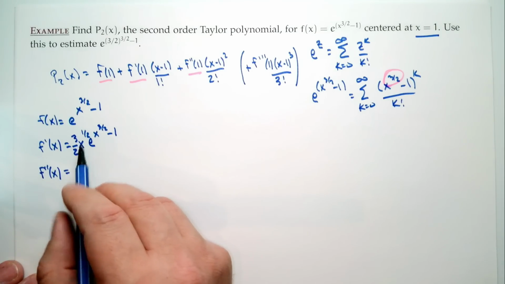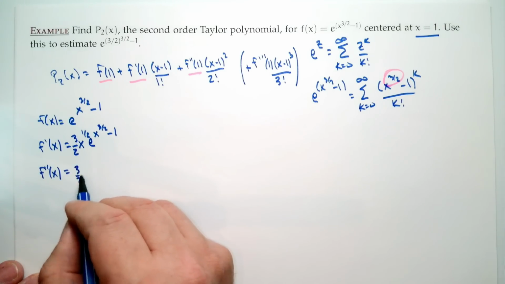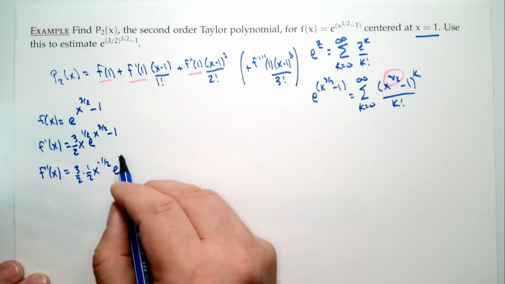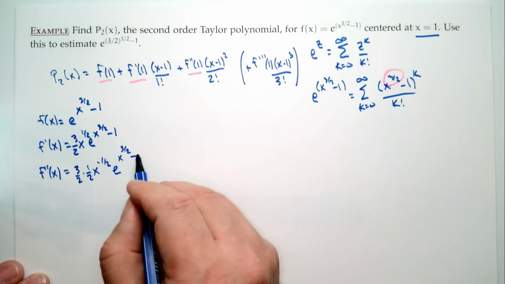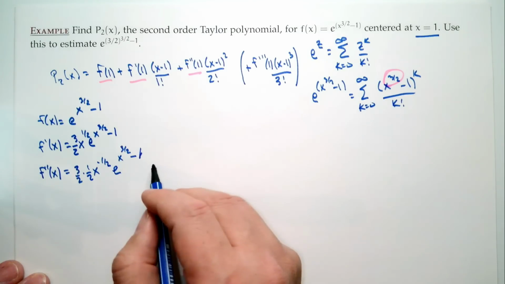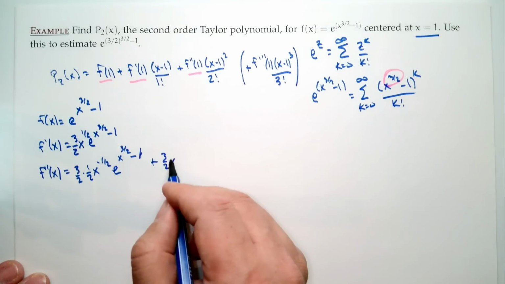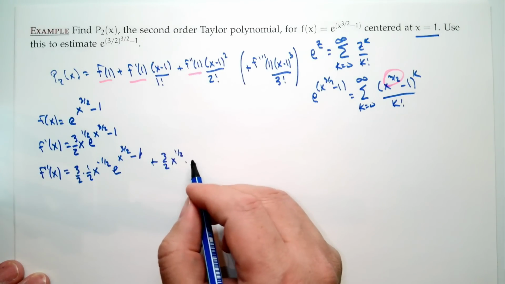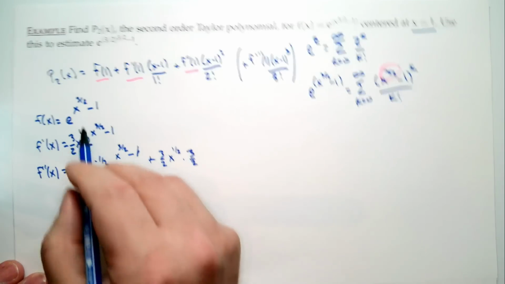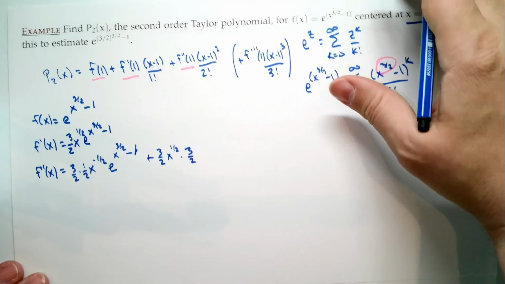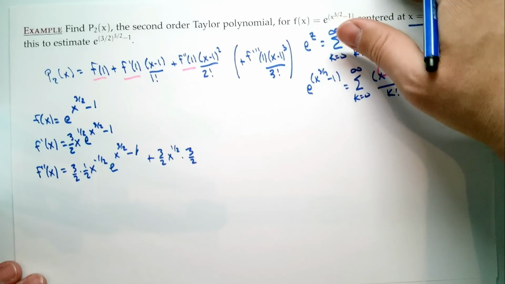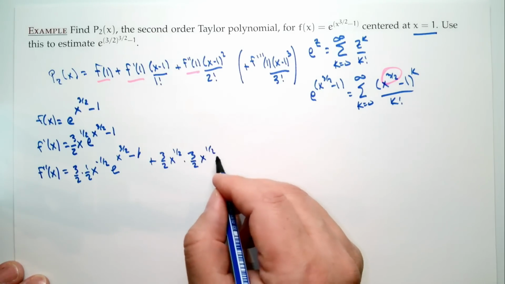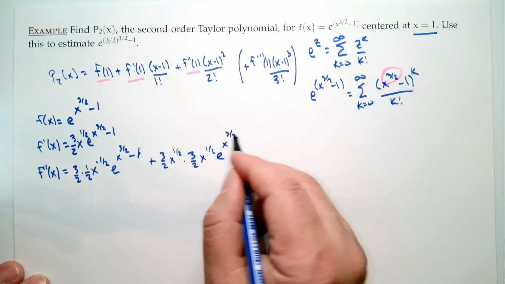So 3 halves times the derivative of x to the 1 half. So 3 halves times 1 half, x to the minus 1 half. Then the other function, untouched, e to the x to 3 halves minus 1. Plus the first function, 3 halves x to the 1 half stays alone. Then I times it by the derivative of e to the x to the 3 halves minus 1, which very conveniently I actually have written down right here. Whoops, sorry. That's 3 halves. Come back. There you go. 3 halves x to the 1 half, e to the x to the 3 halves minus 1.